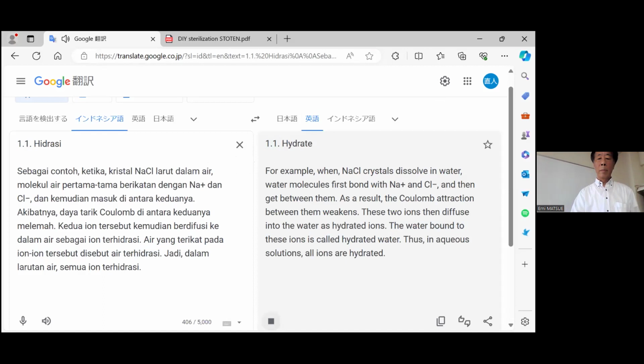Hydrate. For example, when sodium chloride crystals dissolve in water, water molecules first bond with Na+ and Cl-, and then get between them. As a result, the Coulomb attraction between them weakens. These two ions then diffuse into the water as hydrated ions. The water bound to these ions is called hydrated water. Thus, in aqueous solutions, all ions are hydrated.